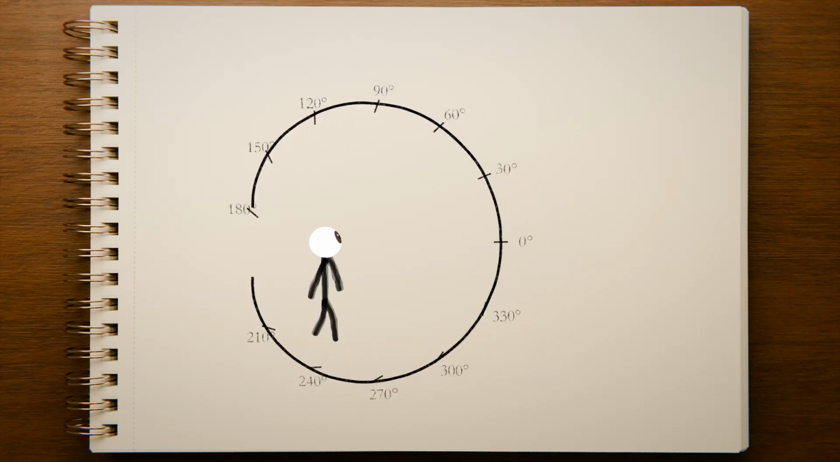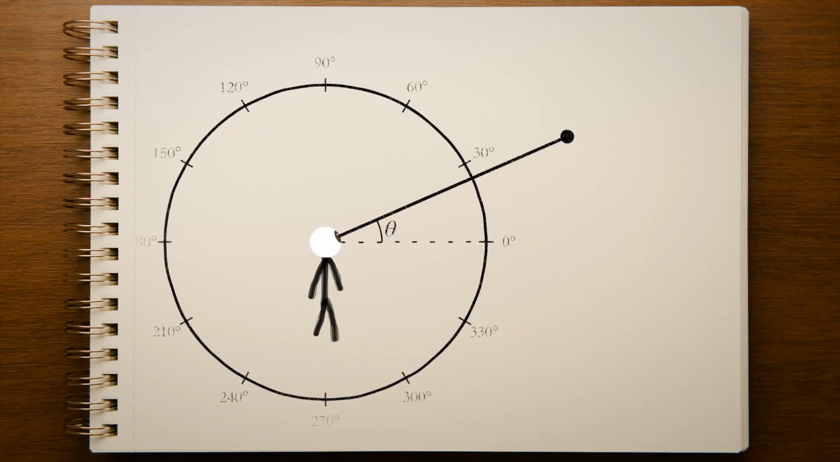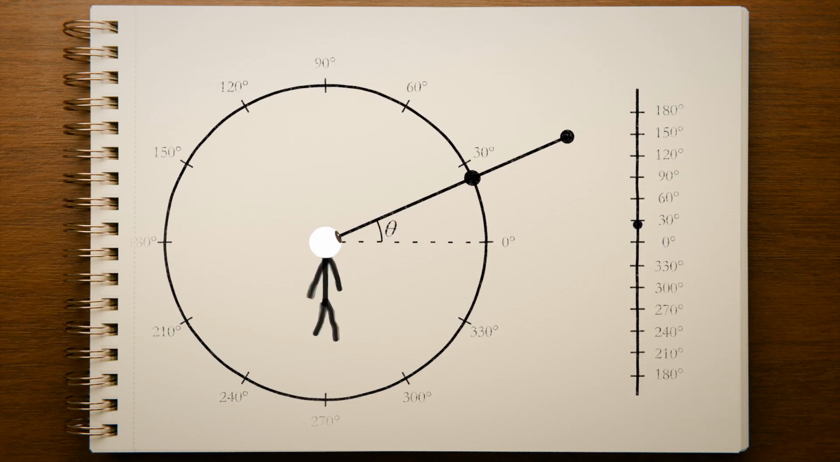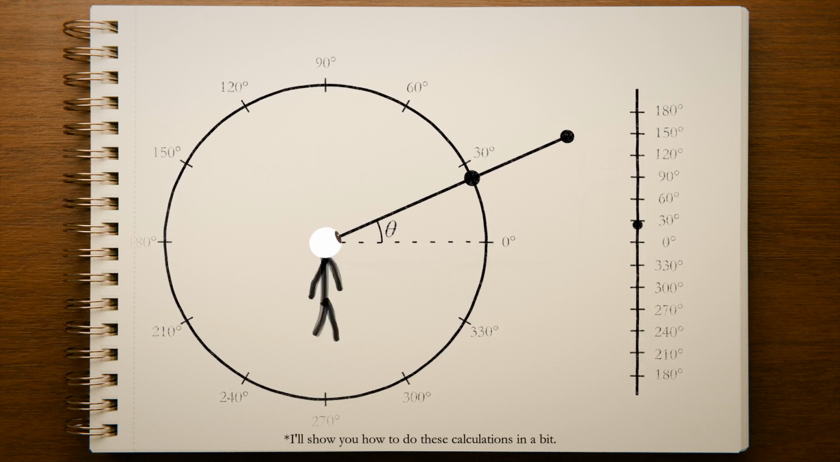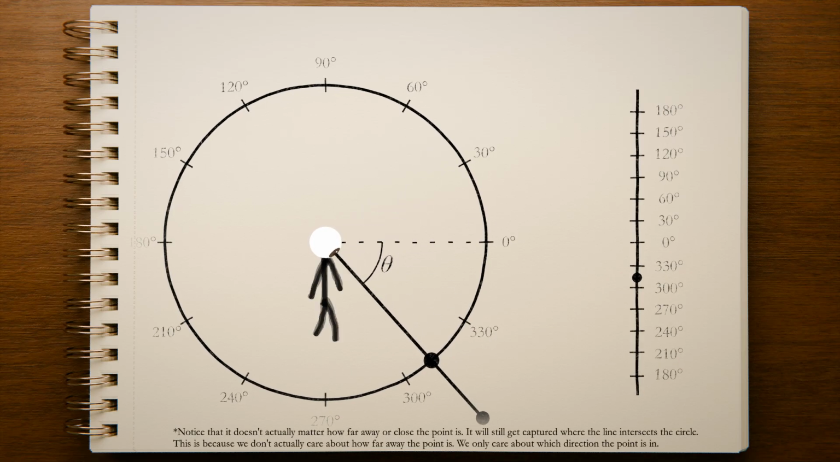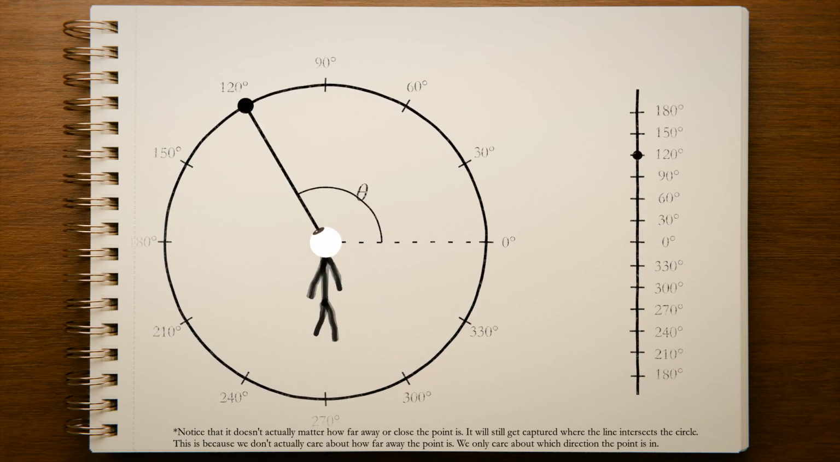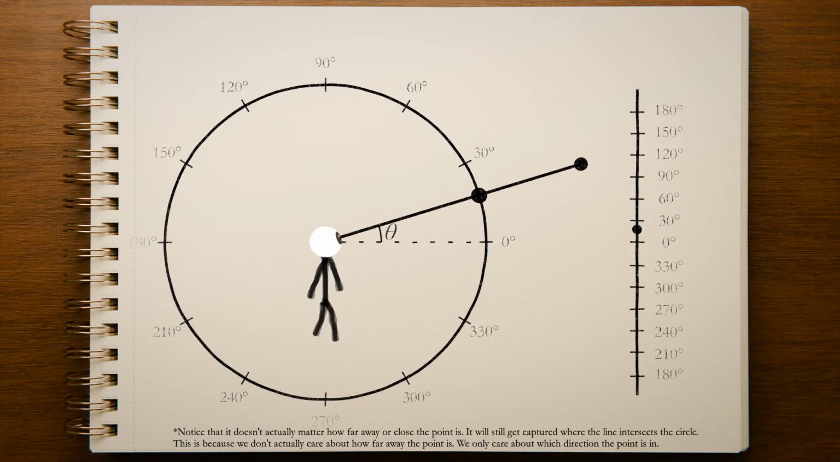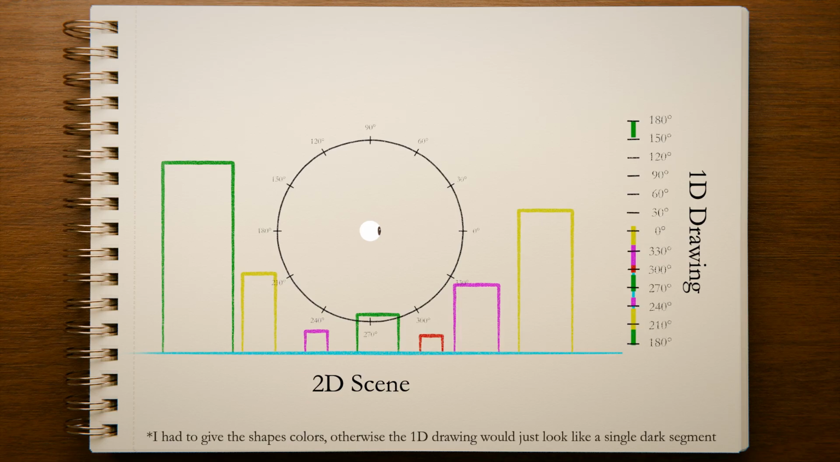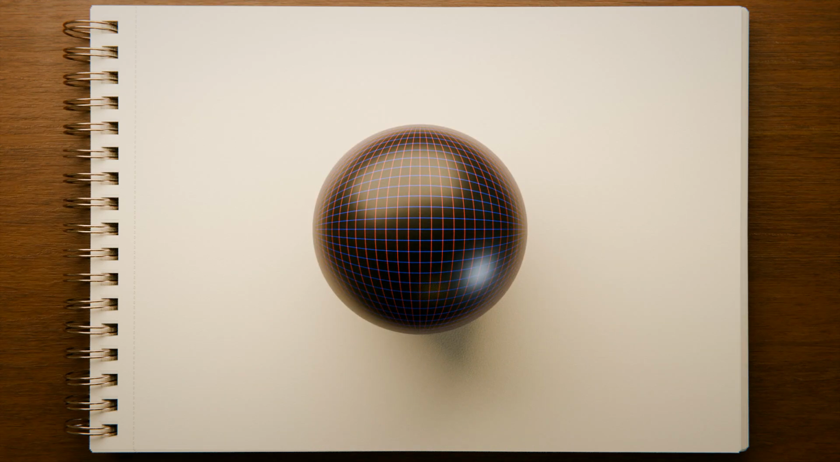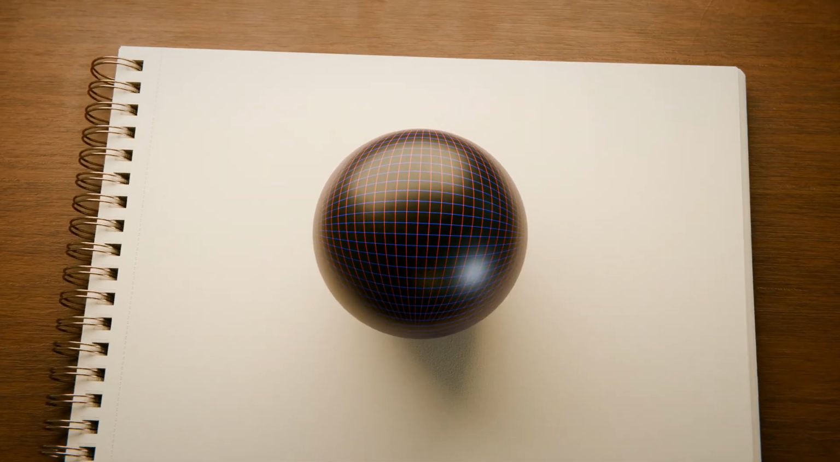So now all we need to know is the angle that a point makes with the horizontal for us to be able to plot it on the number line. And we can calculate this angle by taking the arctangent of the opposite distance over the adjacent distance. Using this method, we can plot any point in this 2D space. So now we can basically take any 2D scene and draw a 1D version of it. This is exactly what we want to do for the 3D case. Instead of using a circle, we're going to be using a sphere.